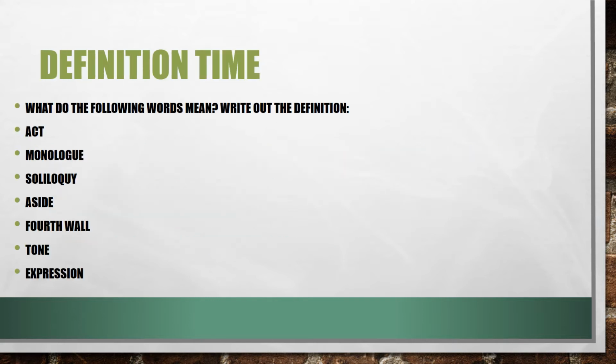I'd like you to find the definitions of the following words, please. This will just help you from a theatre perspective to understand the play. So we've got act, monologue, soliloquy, aside, fourth wall, tone and expression. And I'd like you to write those out in full sentences, please.